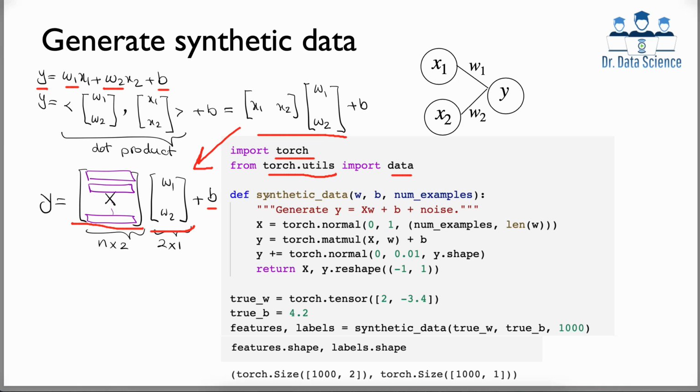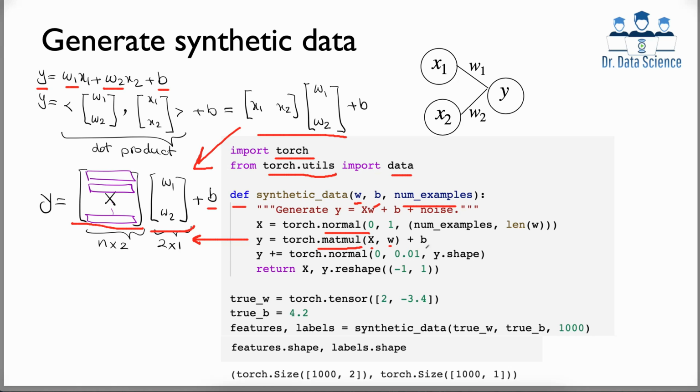So here we have this synthetic data function, right? We are defining a function that we provide W and B and the number of examples. And now we want to have the number of examples that we specified generated using this formula. So what we are going to do is generate a matrix of normal distribution with mean 0 and variance 1, and then we're going to multiply these. This is the matrix multiplication, torch.matmul, X and W, as you can see here. And then we add the bias term.